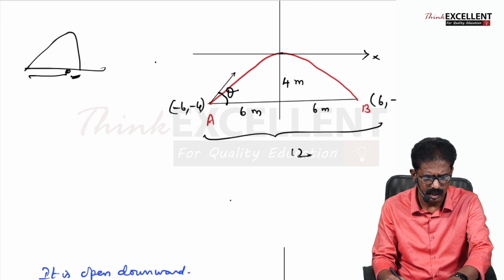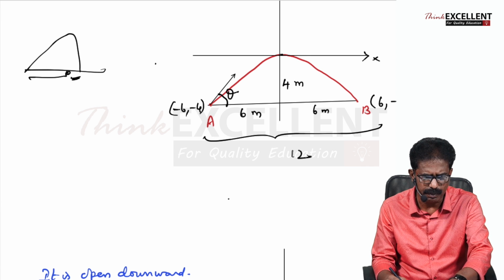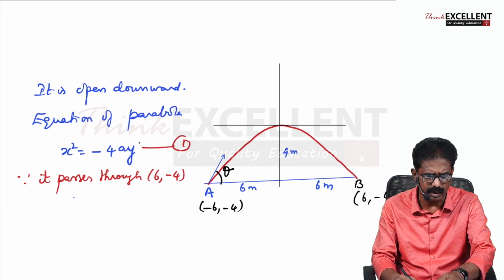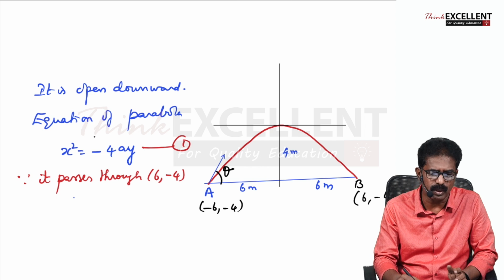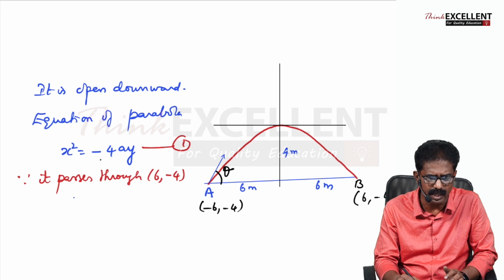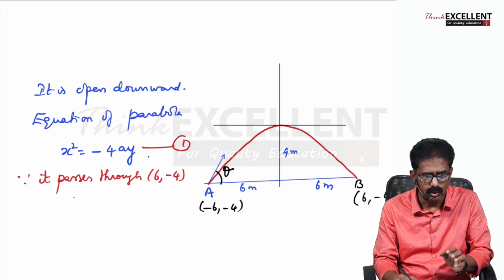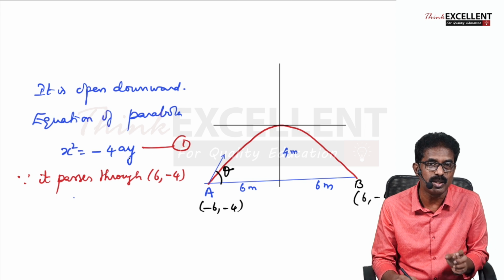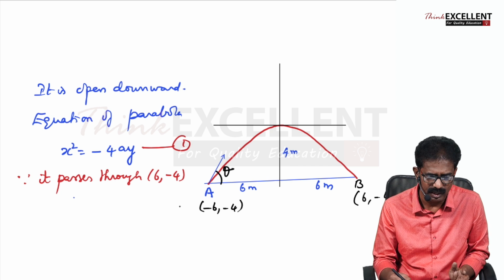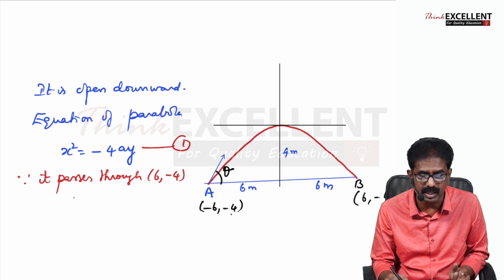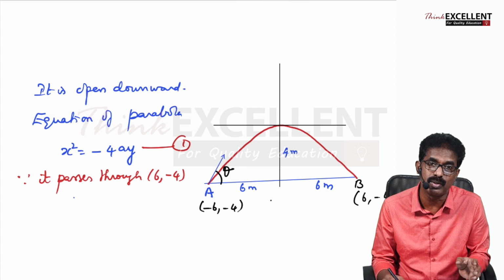So it is a parabola, which type? Open downward, right? So you know the equation. What's the equation? X square equal to minus 4ay. To find that a, you can use any of the points. See, both the points are clear. No unknowns there. Either you can use minus 6 comma minus 4 or use 6 comma minus 4. There won't be any change.